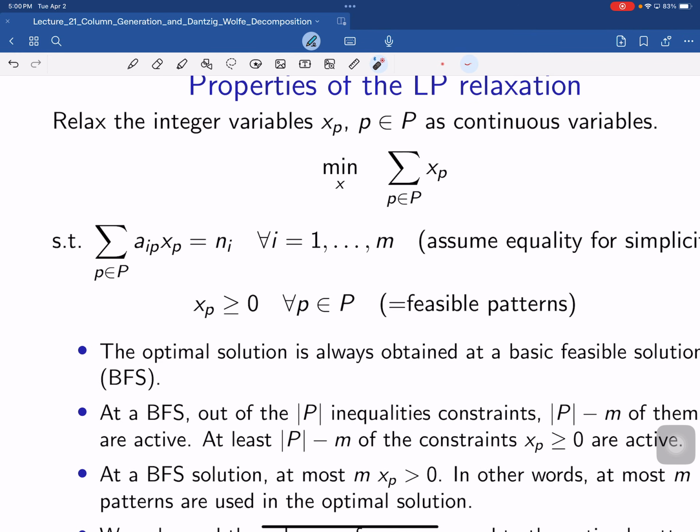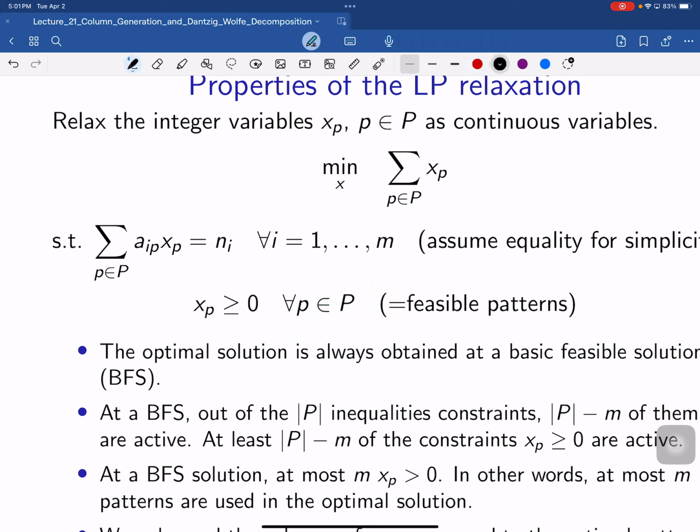So just to refresh your memories, right? We are using all the feasible patterns. The number of feasible patterns can be very large. That means the number of continuous variables in this linear programming is very large, right? But the number of equality constraints is very small, right? M means different types of width you need, right? You could perhaps only need 10 different widths, right? So you can think about M as a very small number, but P can be 10 billion, right?